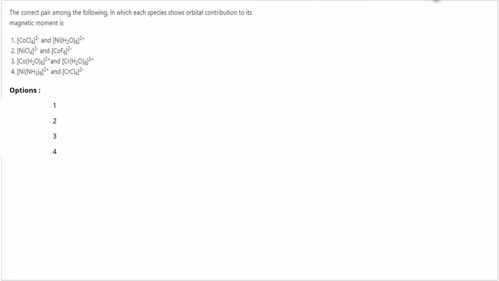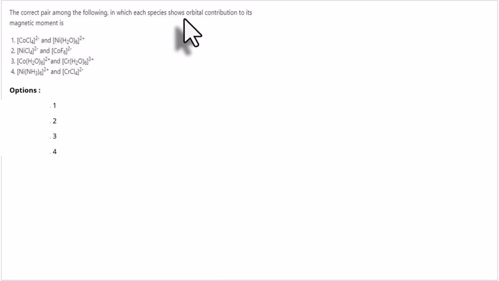Hello everyone. Again we have a question based on the magnetic moment of the coordination complexes, and the question says: the correct pair among the following in which each species shows orbital contribution to its magnetic moment is. So we have different complexes in their different oxidation states of the central metal ion, and we are asked to identify which pair of these complexes show an orbital contribution to its magnetic moment.